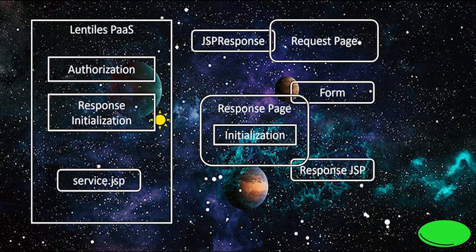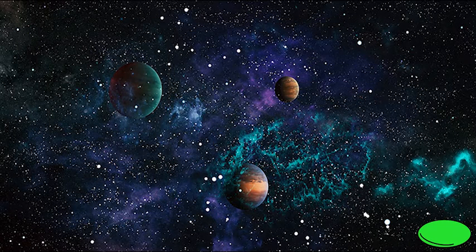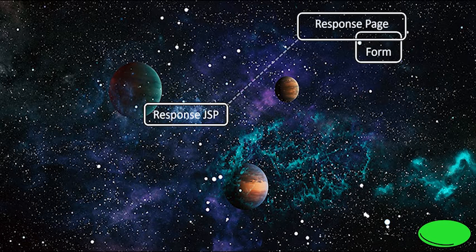The program flow returns to the service JSP file, which, if you recall from a past episode, is used to receive the HTTP request. Service JSP evaluates the JSP response and as a result forwards program flow to the JSP file. Program flow currently resides with the JSP file.